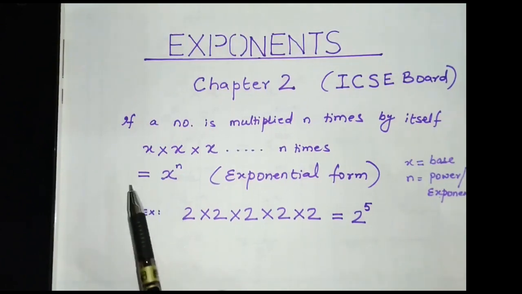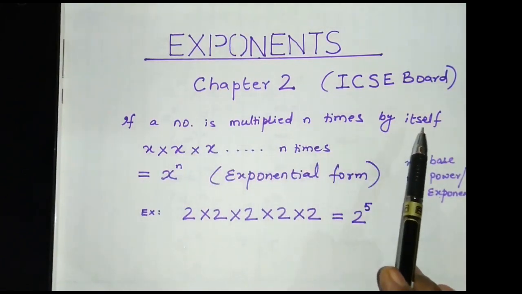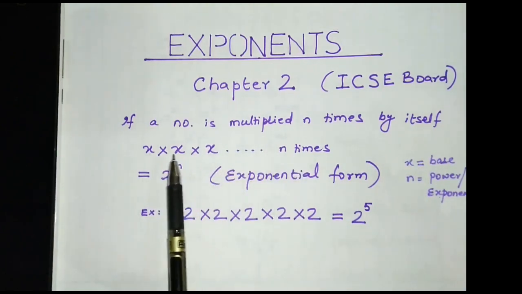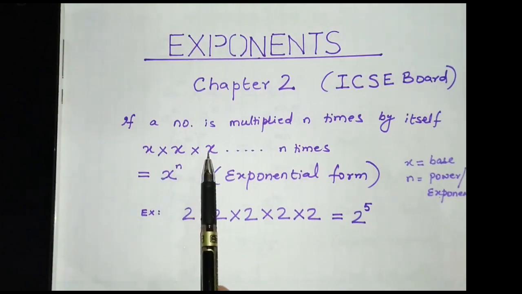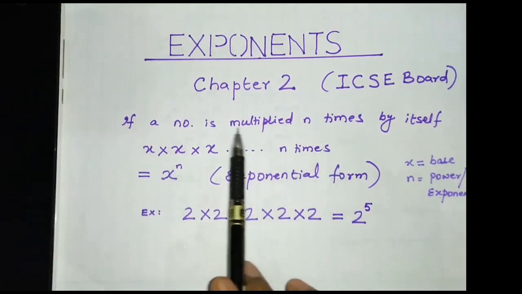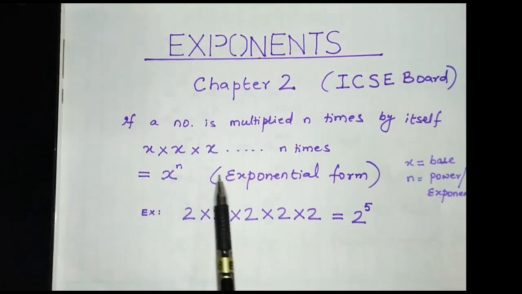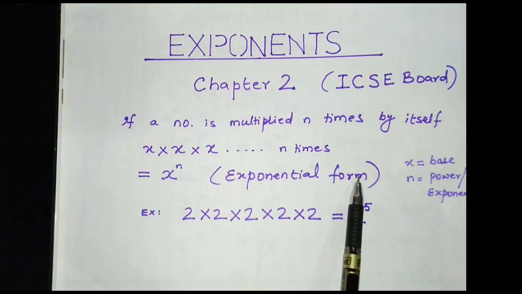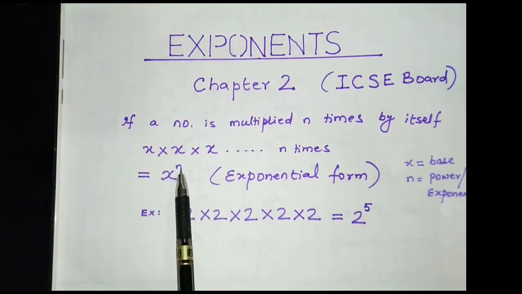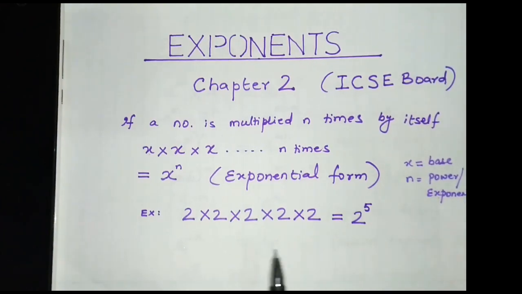What does it mean? If a number x is multiplied n times by itself, x multiplied by x multiplied by x, n times, we can write this in this form, x raised to the power n, which is exponential form, where x is its base and n is its power or exponent.